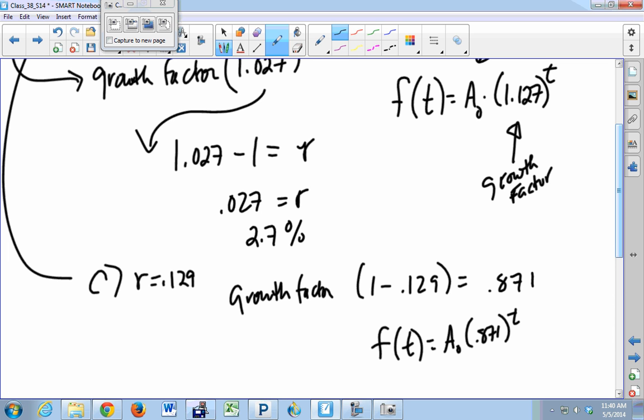Okay, so anytime you notice your base is a decimal instead of a number bigger than 1, you know you've got exponential decay going on.